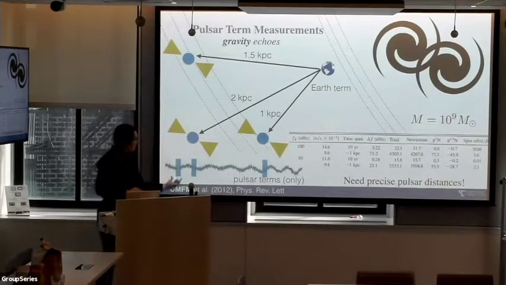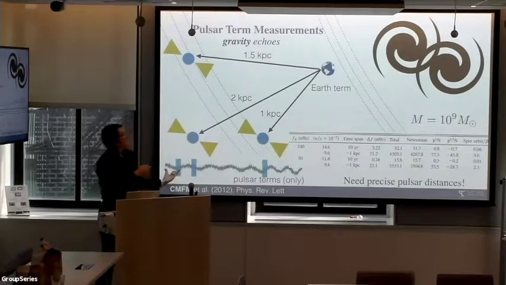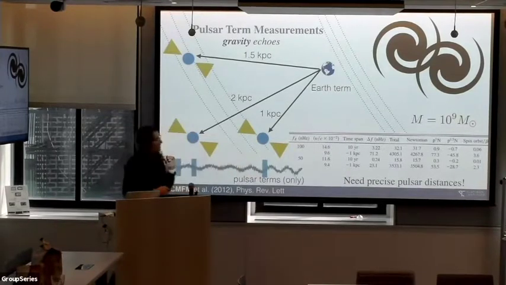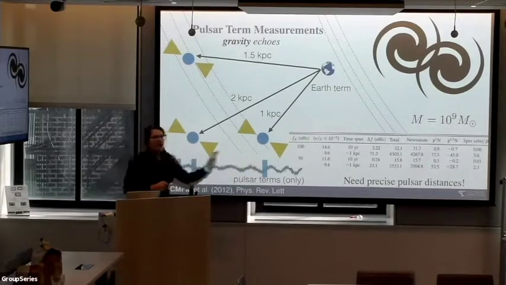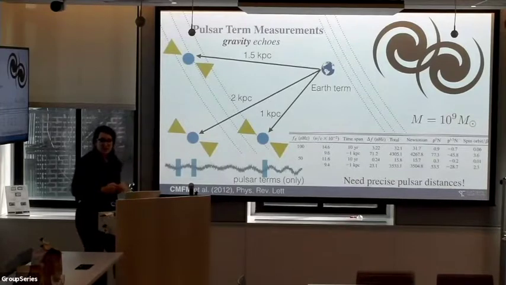what you see is the signal from the past. So this is the kind of gravity echo. For those of you who have heard of light echoes, this is an equivalent gravity echo, which is actually David's way of describing it that I really like. So each one of these pulsar terms gives you a gravity echo, and if you know the pulsar distances, you can concatenate all of these snapshots and reconstruct your waveform over the last few thousand years.